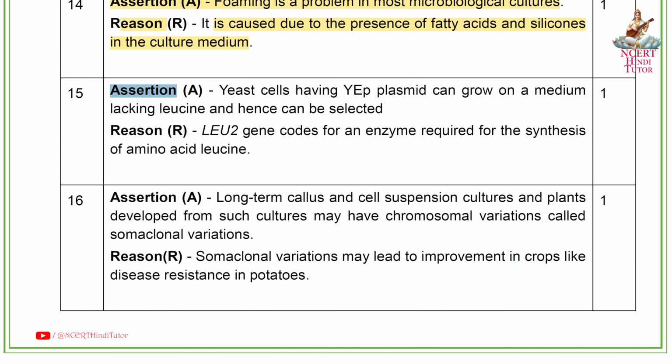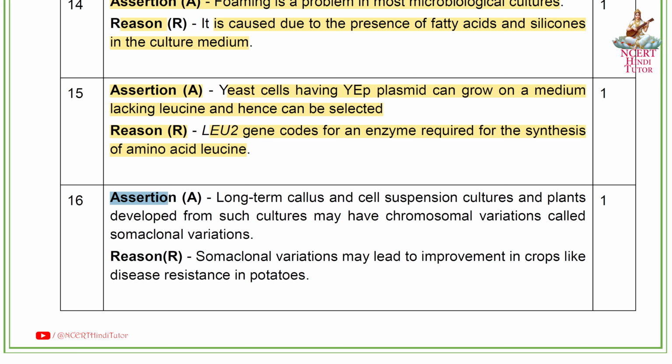Question 15. Assertion A. Yeast cells having YEp plasmid can grow on a medium lacking leucine and hence can be selected. Reason R. LEU2 gene codes for an enzyme required for the synthesis of amino acid leucine. Answer A. Both assertion and reason are true and the reason is the correct explanation of the assertion.